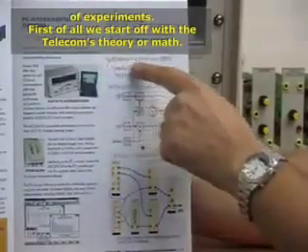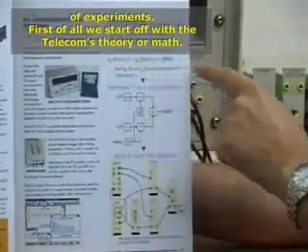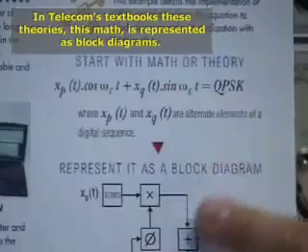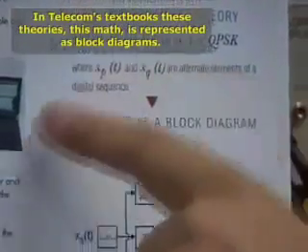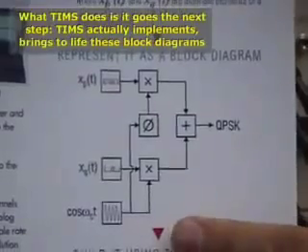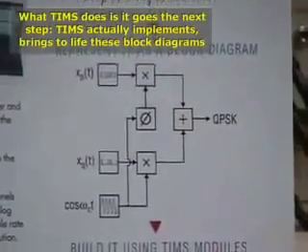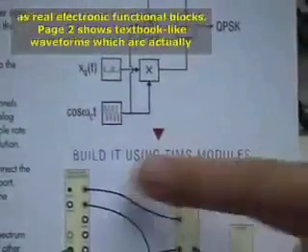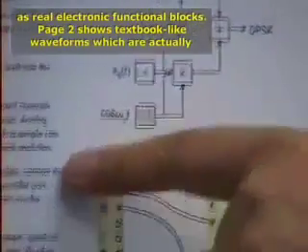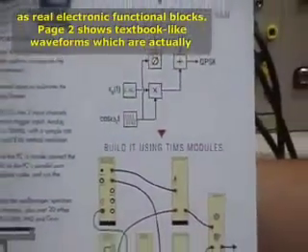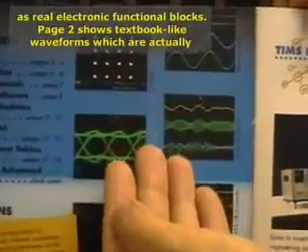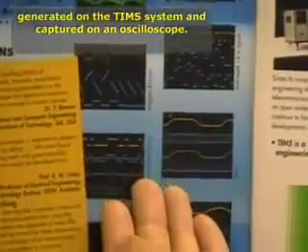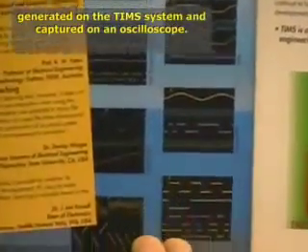First of all, we start off with the telecommunications theory or the math. In telecommunications textbooks, these theories, this math, is represented as block diagrams. What TIMS does is it goes the next step. TIMS actually implements, actually brings to life these block diagrams as real electronic functional blocks. Page 2 shows textbook-like waveforms which are actually generated on the TIMS system and captured on an oscilloscope.